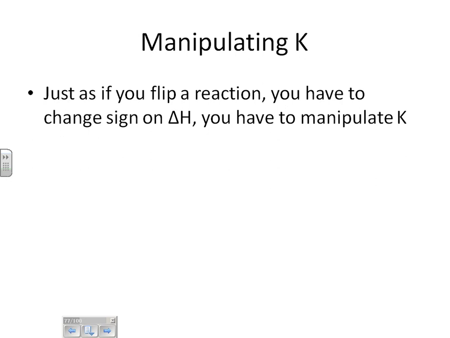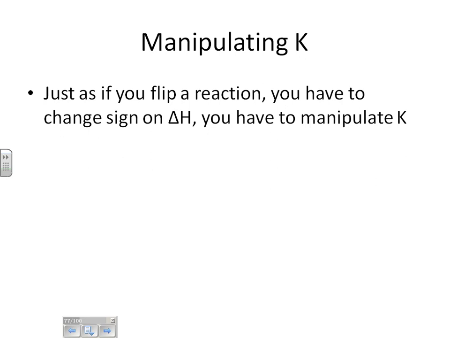So we've seen that idea of Hess's law before. Well, this is now tying that in with K values and equilibrium constants. Just as if you flip a reaction, you have to change the sign on delta H, you have to manipulate K. That's what I mean when I say manipulating K. But the manipulations don't work the same way.